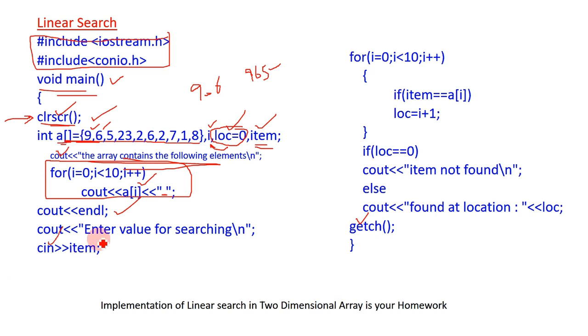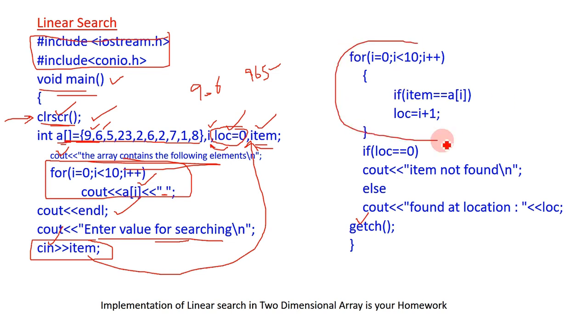Then again the cout statement, enter a value for searching. So cin, console input, and enter the item that you want to search. This is the actual implementation of the linear search.